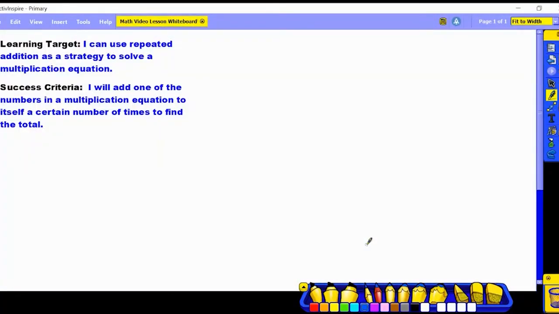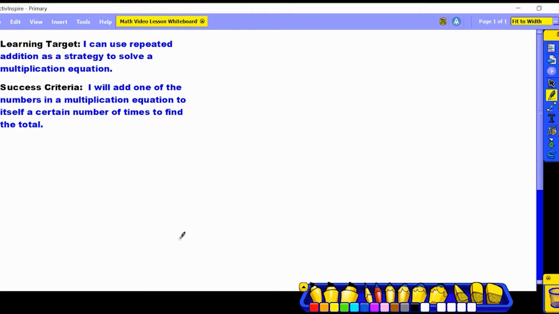So I will switch to my whiteboard here so I can start showing you some examples of how we can practice using repeated addition to solve a multiplication problem. Again, we're going to learn how to use repeated addition as a strategy to solve a multiplication equation. What you'll show you can do is add one of the numbers in a multiplication equation to itself a certain number of times to find the total. And I want to teach a new word today that I didn't teach last time.